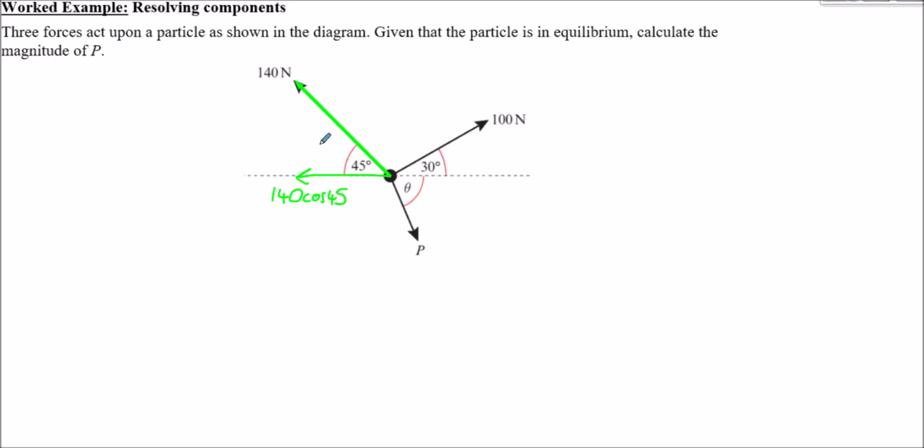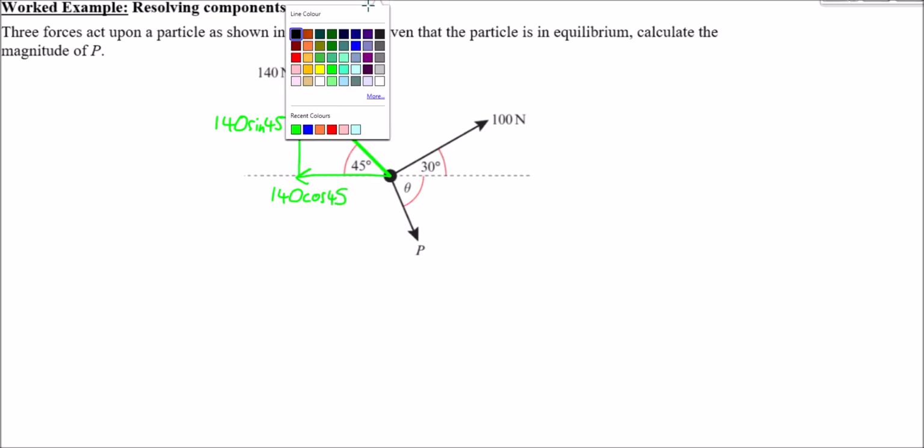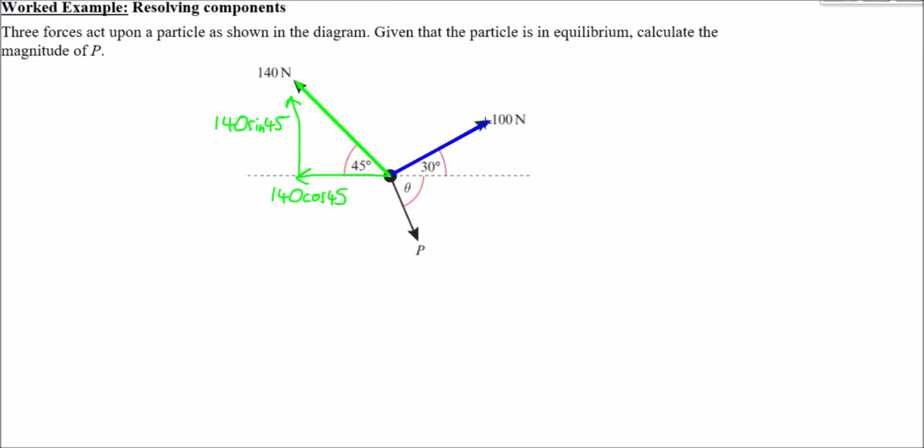And opposite, like I said before, is always magnitude sine of the angle. So going up is 140 sine 45. If I now think of this 100 Newton force, do that in a different colour, let's say in blue, then for this one, going upwards, upwards or opposite, in this case is always magnitude sine angle, so that's going to be 100 sine 30 upwards. Going along is magnitude cos angle, so in this case 100 cos 30.